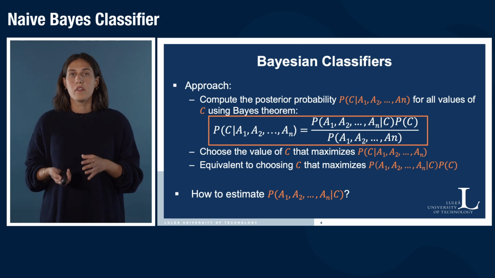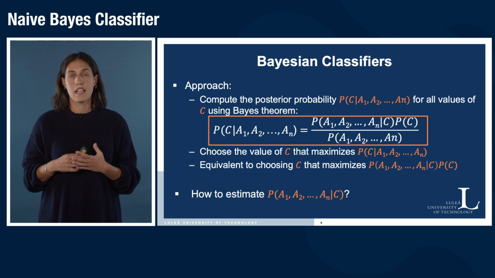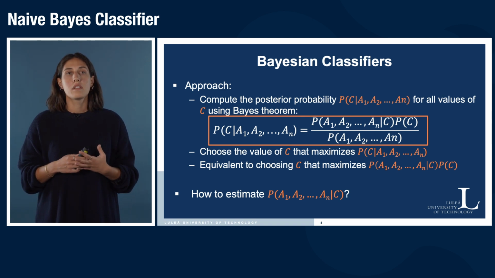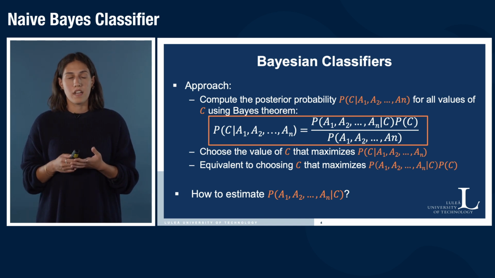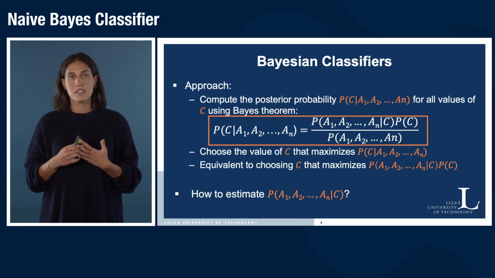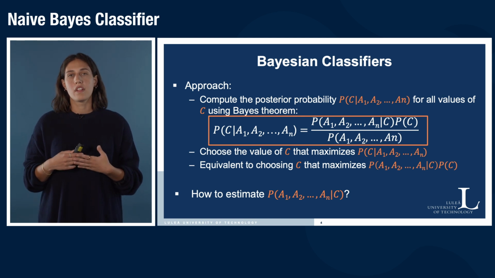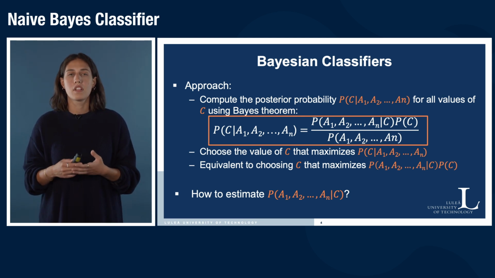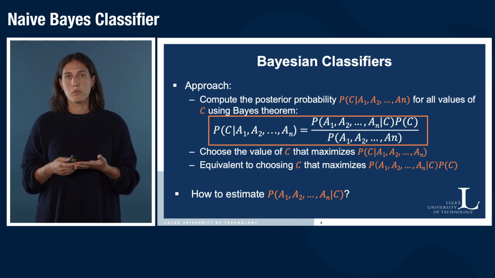The approach of the Bayesian classifier is to compute the posterior probability of a class C, given the attributes A1 to AN, using the Bayes theorem that we saw in the previous slides. Then the classifier chooses the class that maximizes the posterior probability, or equivalently, the product of the likelihood and the prior probability of the class. But how do we estimate the probability of the attributes A1 to AN given the class C?